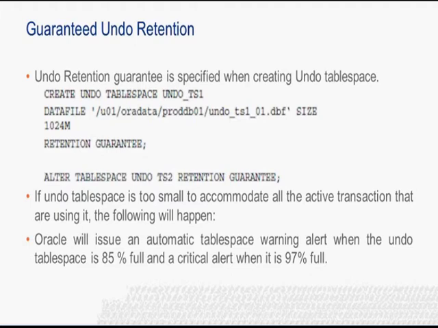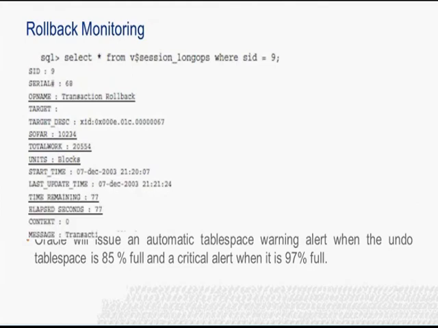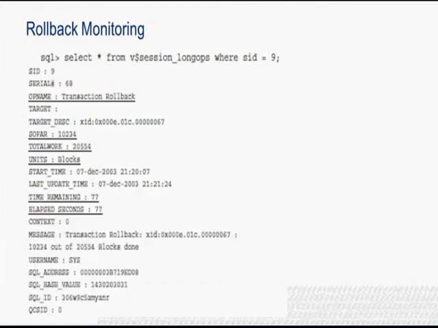If the undo table space is too small to accommodate all the active transactions that are using it, the following will happen. Oracle will issue an automatic table space warning alert when the undo table space is 85% full and a critical alert when it is 97% full. All DML statements will be disallowed and will receive an out-of-space error. DDL statements will continue to be allowed. We do rollback monitoring from the view v$session underscore longops.